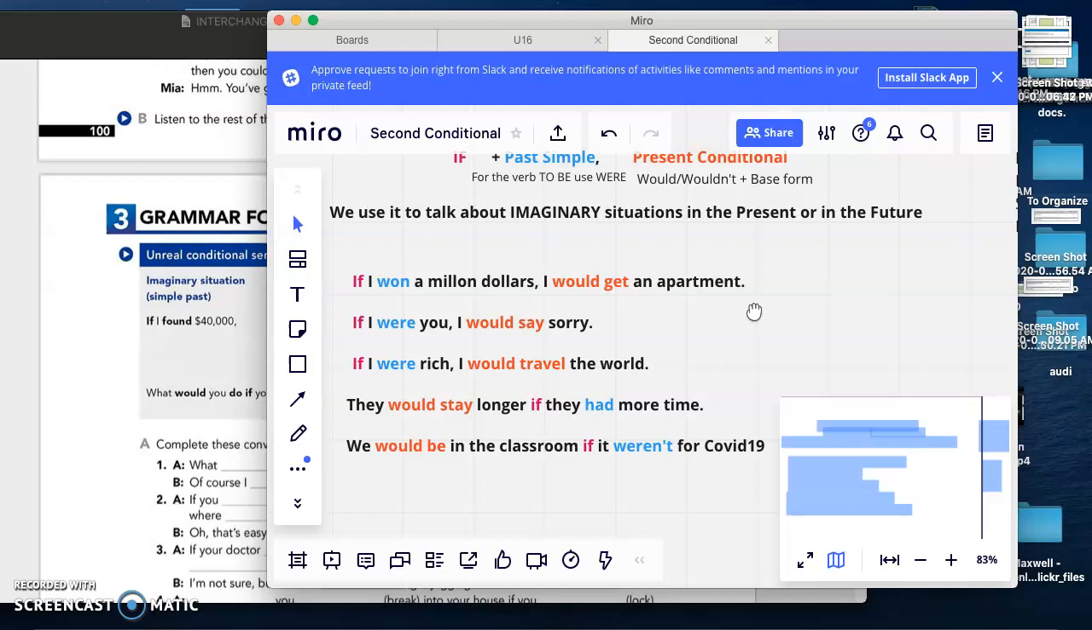So basically, this is what we have. Again, we use the particle if. After the if, we use a subject, and then the past simple, where, for the verb to be, it is were all the time. And then on the second part, in the second clause of the sentence, I am using the subject and the present conditional, which is would plus the base form of the verb.